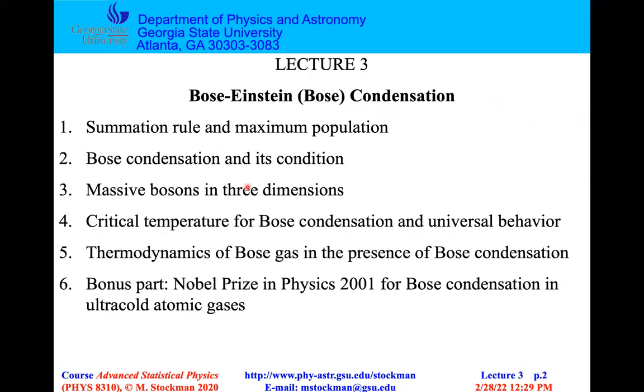So this is a brief summary of what we'll be doing. I will start with the summation rule and introduce the maximum population. Then consider phenomenon of Bose condensation and its condition. As a specific example, I will consider massive bosons in 3 dimensions. I will derive the critical temperature for Bose condensation and uncover universal behavior of systems in the presence of Bose condensation. I will finish with thermodynamics of Bose gas in the presence of Bose condensation.